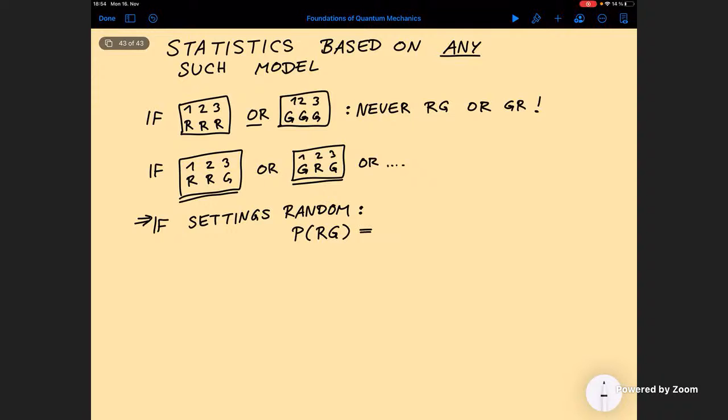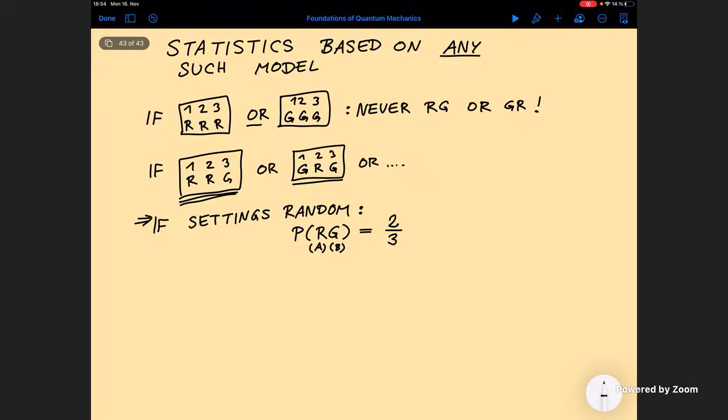Let's do it to make it concrete for this first table, but the same calculation actually applies to all of these tables of this sort. So if I choose randomly the setting at the station A, which remember, I always write first, so this is A and this is B, out of these 3 settings, 2 will result in R. So the probability to get an R is just 2 out of 3.